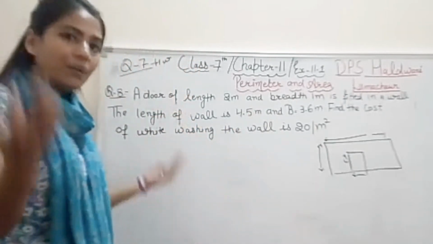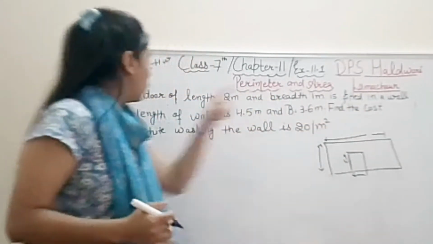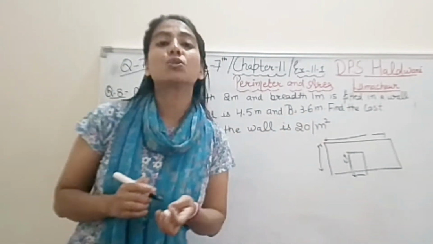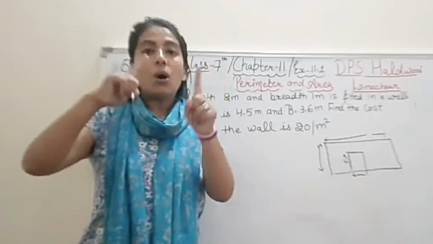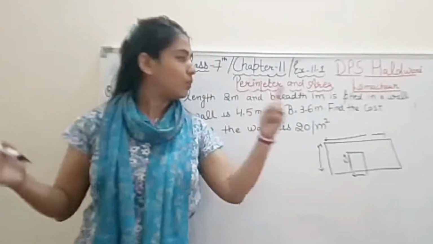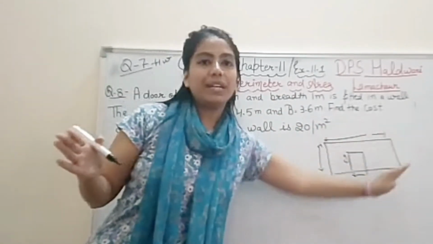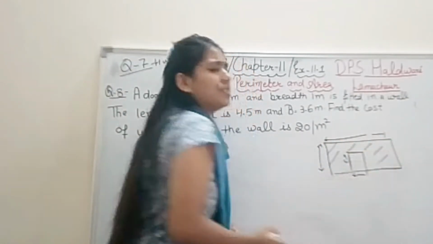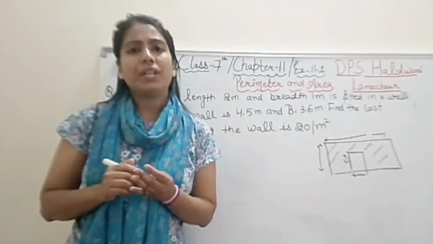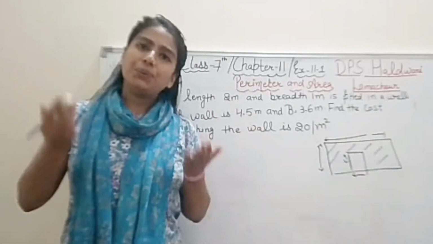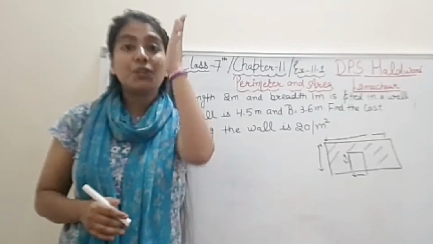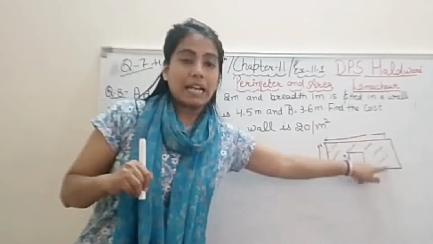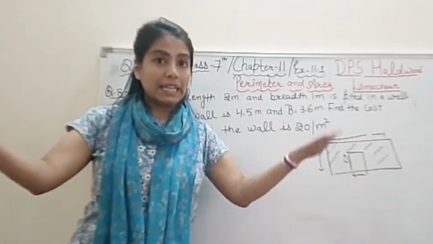Right, student? Now the next line is: find the cost of whitewashing the wall at 20 per meter square. Per meter square means the cost of whitewashing 1 meter square of wall is 20. So what will be the cost of whitewashing the whole wall? It means the area. Now the question is, student, whether it is perimeter or area, how will you find out? You will do the area only, because the question says whitewash on the wall. Whitewashing the wall means the inside part, so inside part is area only.